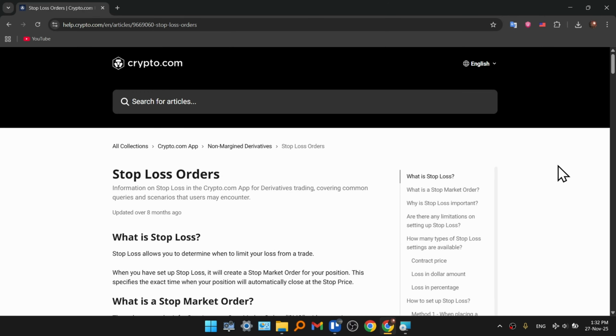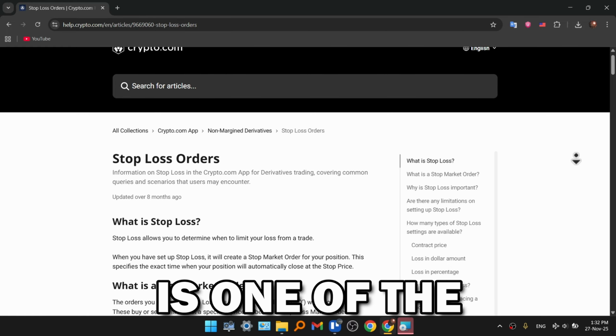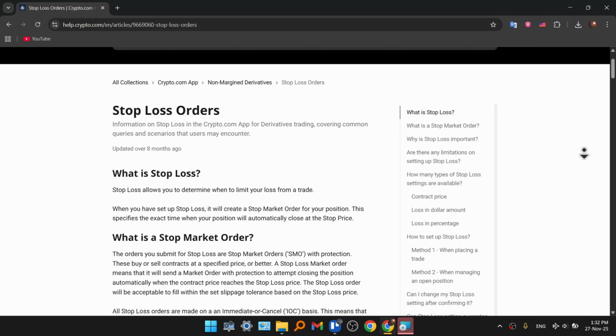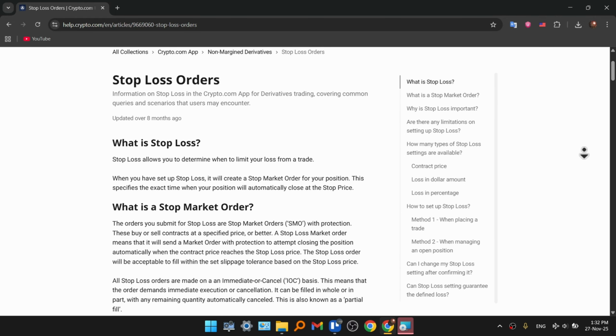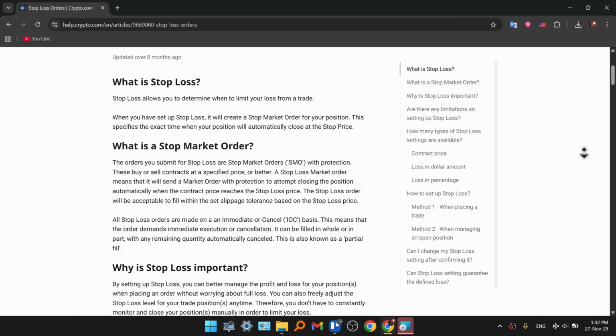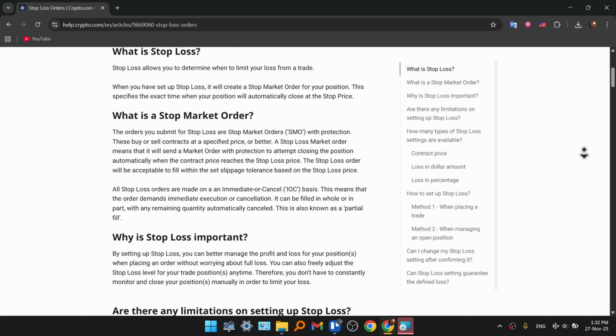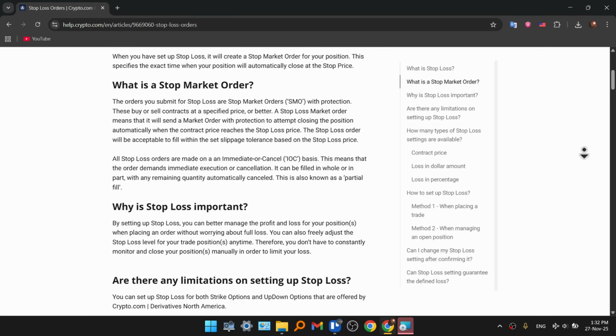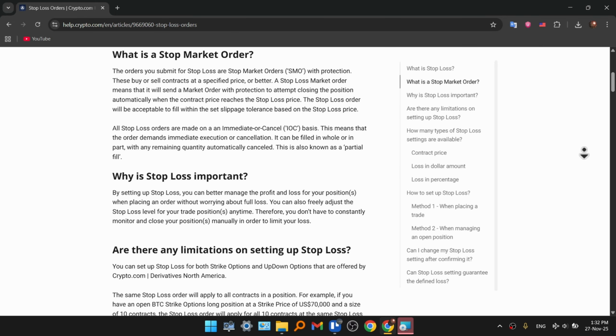If you're trading crypto on Crypto.com and want to protect your money from sudden price drops, a stop loss is one of the safest tools you can use. It automatically sells your position once the price hits the level you choose. In this video, we're talking about how to set a stop loss, what order types are available, and what most people overlook when using them.